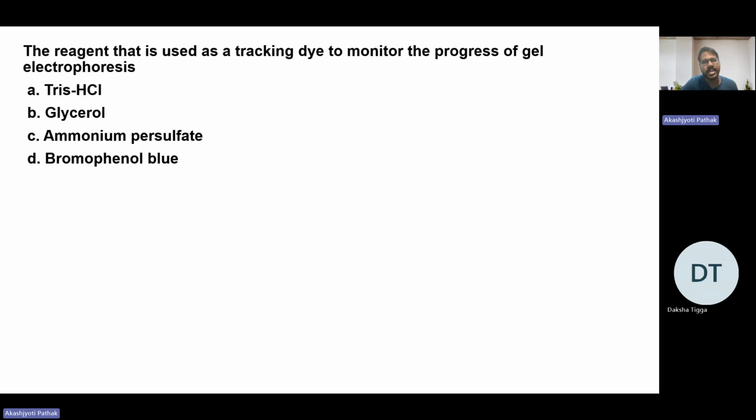Which reagent is used as a tracking dye to monitor the progress of gel electrophoresis? What is that reagent that is added? The reagent is bromophenol blue. Remember, bromophenol blue. Remember the function of each of the components. It is very necessary, because SDS-PAGE is done in all labs. In any lab you go, you have to run an SDS-PAGE, so you should understand the function of each component.